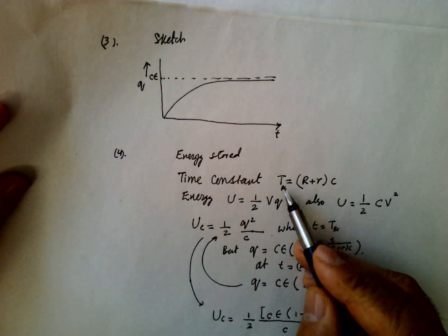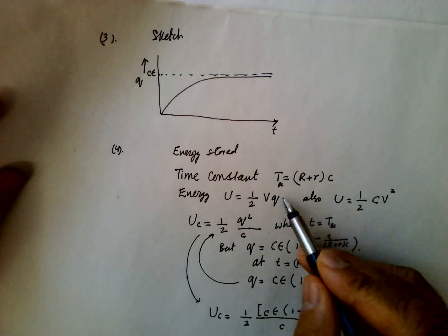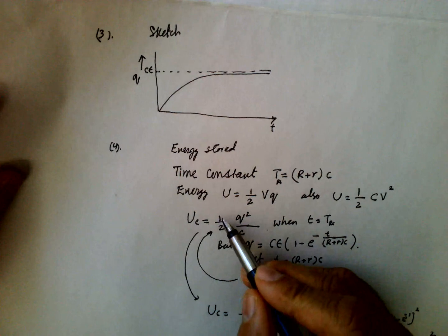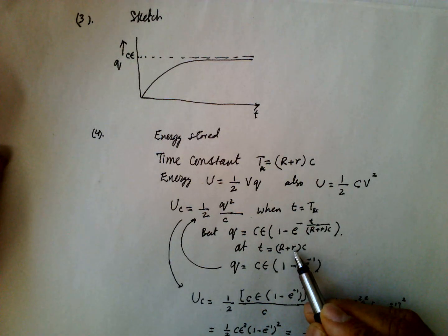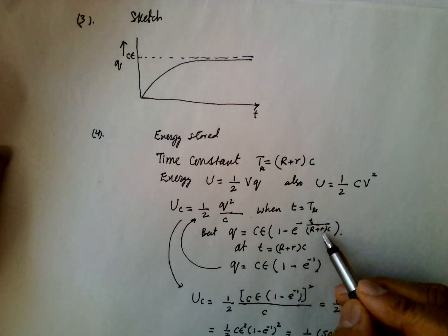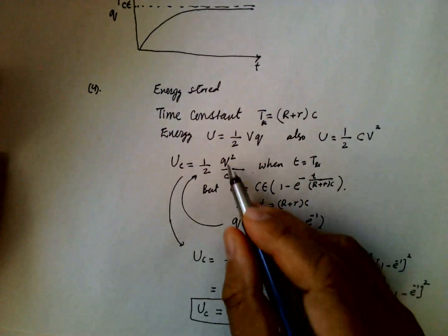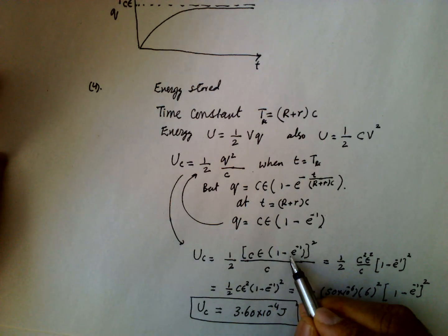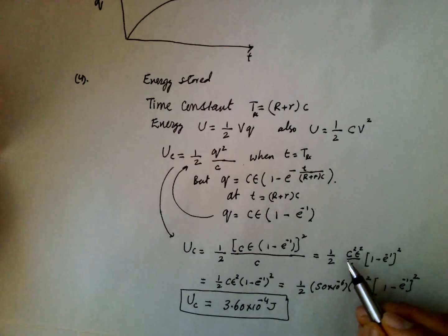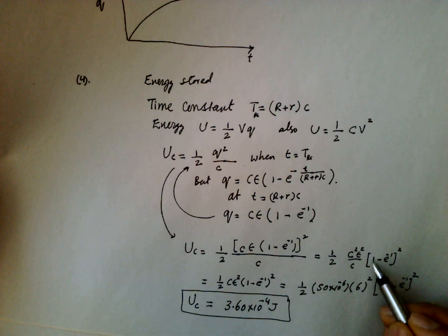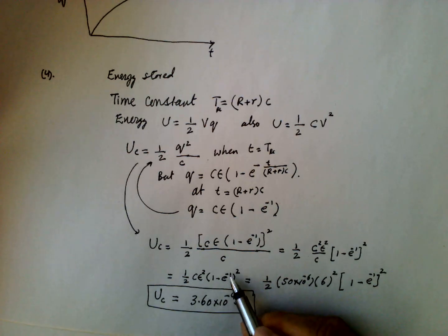For the energy stored, the time constant tau is equal to r plus R into C. The energy has a few expressions: half QV, or half C V squared, or half Q squared over C. Q is given by the expression. When T is equal to r plus R into C, the exponent is minus 1. So Q will be equal to C E times 1 minus e raised to power minus 1. Substituting this value, energy is equal to C E times 1 minus e to the minus 1, whole squared, divided by 2C. So half C E squared times 1 minus e to the minus 1, whole squared.